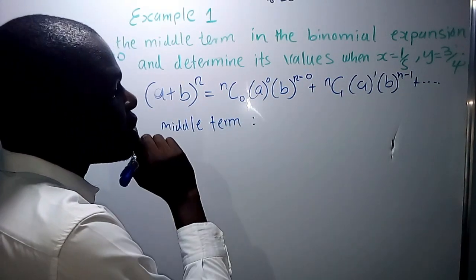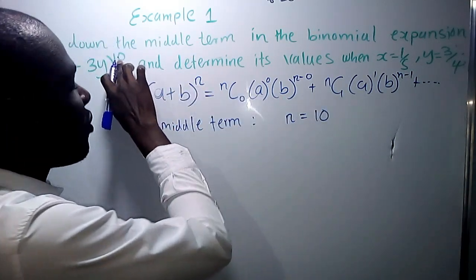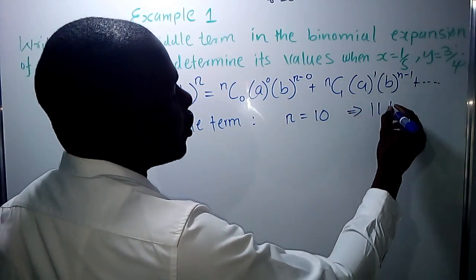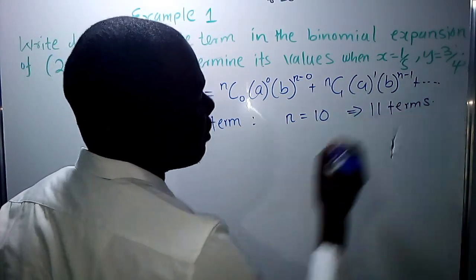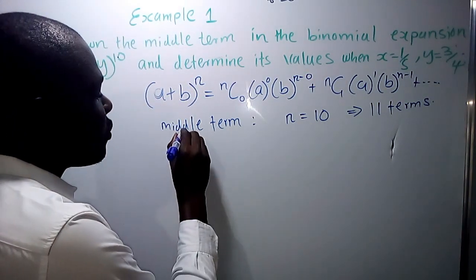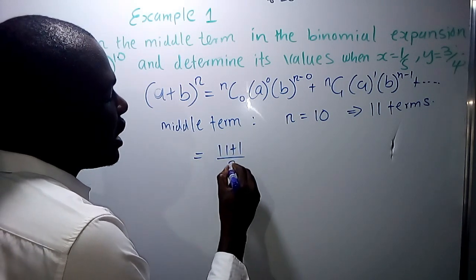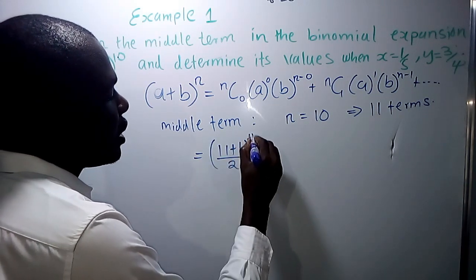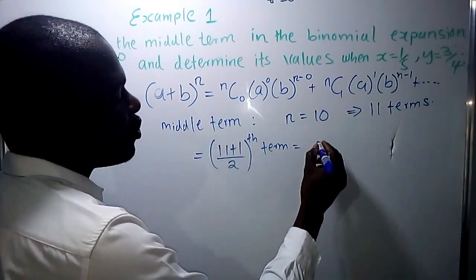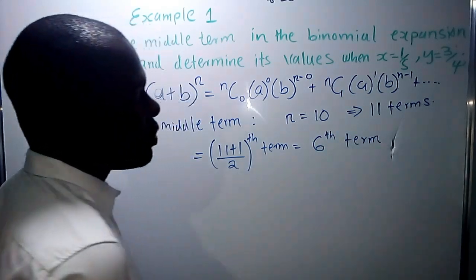will be what? First of all, we have here our n is equal to 10. If n is 10, then it implies we have 11 terms. So when we have 11 terms, the middle term will be the (11 plus 1) divided by 2 term. So the middle term will be 12 divided by 2, which is the 6th term.